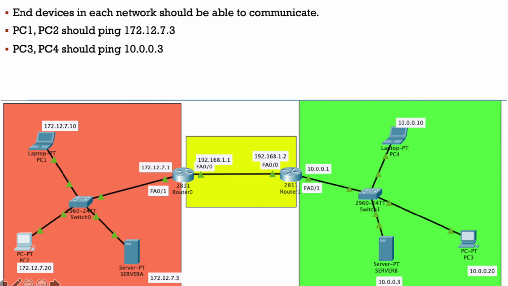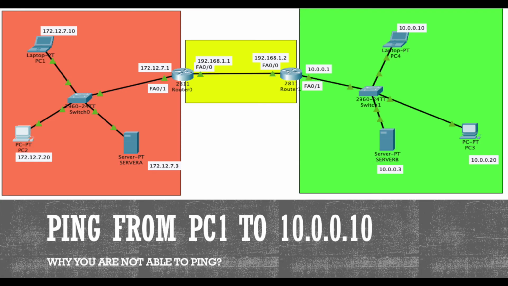Now try to ping from PC1 to the server and from PC2 to the server. The same way, try to ping from PC3 and PC4 to the server on the other side. You should be able to get a reply. Now try to ping from your PC1 to 10.0.0.10, that is the PC on the other side. We will not be able to get a response because we haven't configured the router yet.